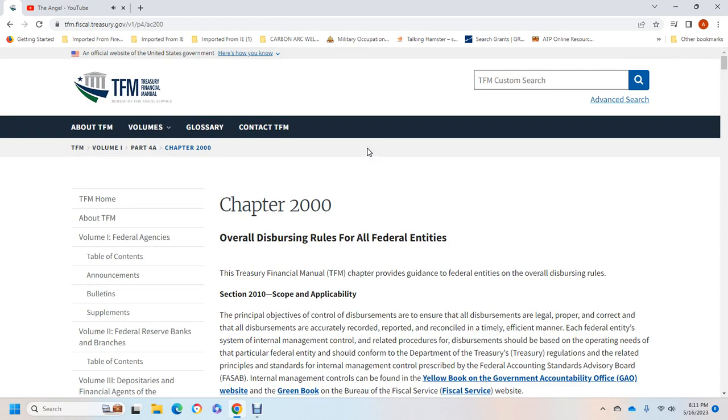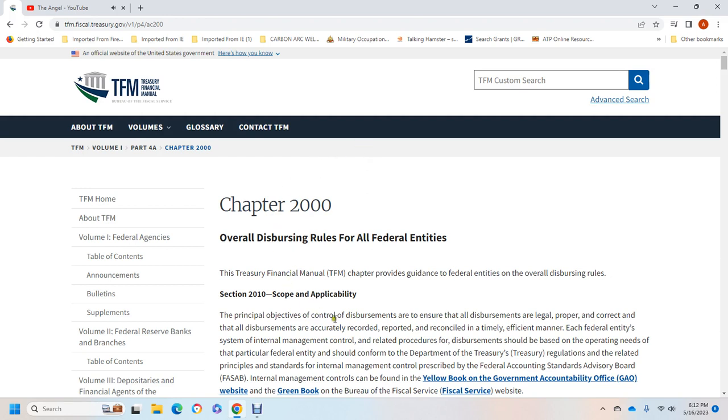The Treasury Financial Manual, Chapter 2000, Overall Disbursing Rules for federal entities. Section 2010, scope and applicability. Principle of the control of disbursement: all disbursements must be legal and proper, correct, and accurately recorded, and reported and reconciled in a timely, efficient manner. Every federal entity's internal management control rules and disbursement procedures should fit its operating needs and conform with the Department of Treasury regulations.